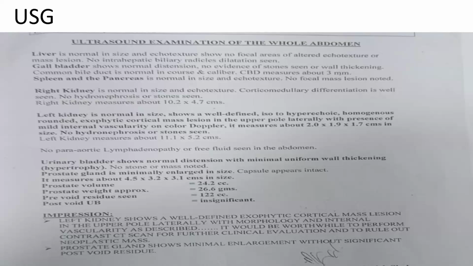Tell me many reasons. There are many reasons. Are you sure this is malignancy? Sir, it is a hyperechoic and homogeneous rounded exophytic mass. It can be a malignancy, it can be a benign lesion, sir. Okay. So again, I'm asking you, you have to justify why you want to do CT scan. The same way, it can be angiomyolipoma. Yes, sir. So once you do CT scan, that will confirm.